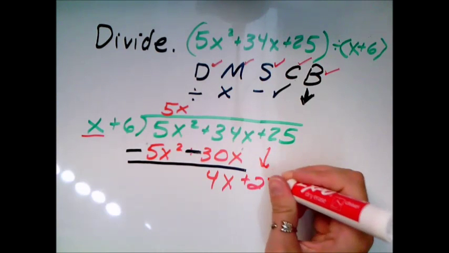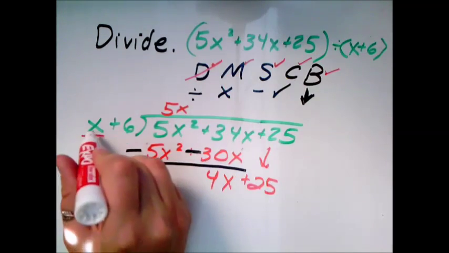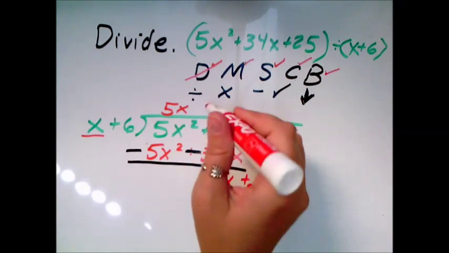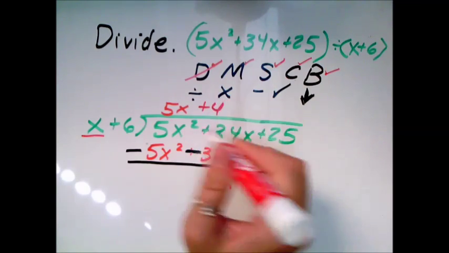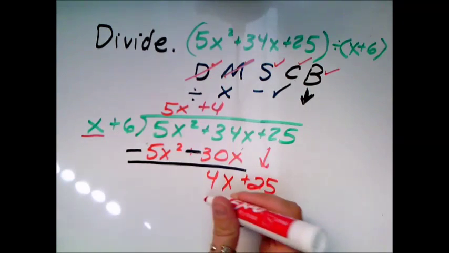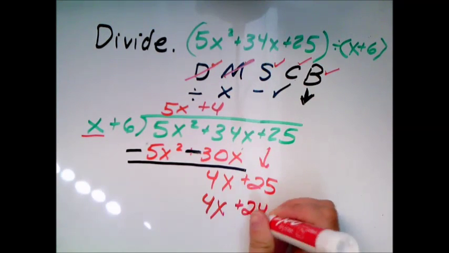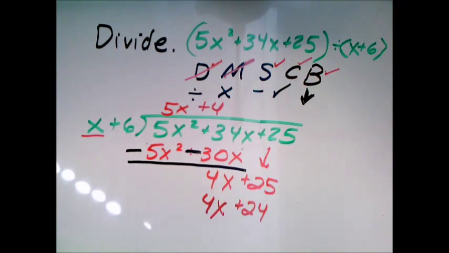And now we just start the whole method over again. Now we're dividing again. So how many times does x go into 4x, or what do I have to multiply to get it? So I'd say 4 times x would give me 4x. So now to multiply, 4 times x, and 4 times 6 is 24. And now we're on to subtract, and we're remembering that we're subtracting the whole thing. So it's minus here and minus here. So 4x minus 4x cancels, 25 minus 24 is 1.